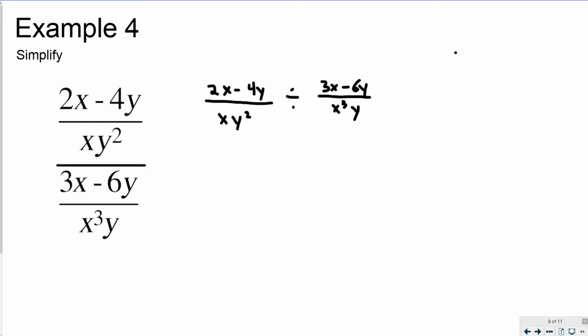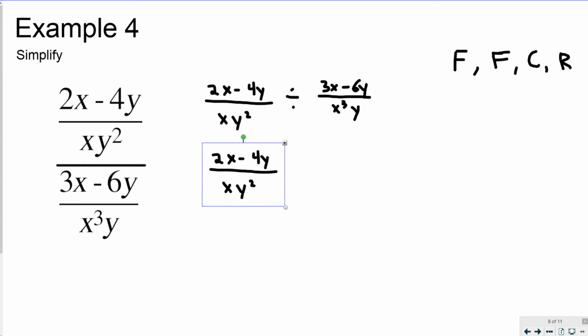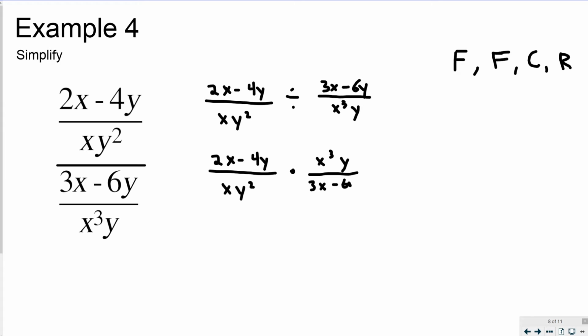Now I'm going to flip it. Okay, remember, we're going to flip it now. Then we're going to factor what we can, cancel, and rewrite. So flipping the second part, I am lazy, and I'm going to take this and duplicate that one because it's nice and easy to just duplicate it, times x cubed y over 3x minus 6y. All right, so let's see what we can factor out here.